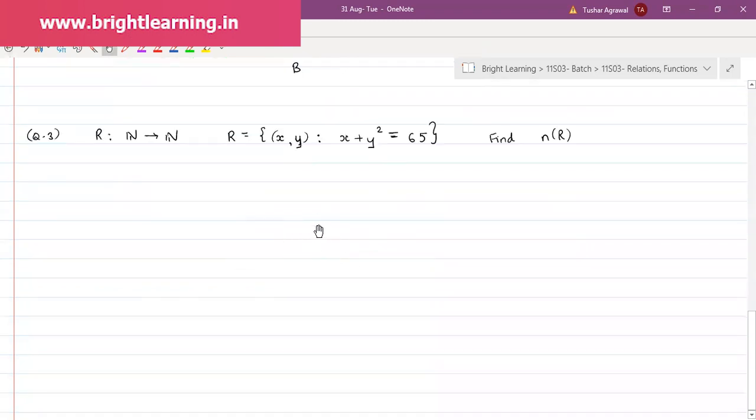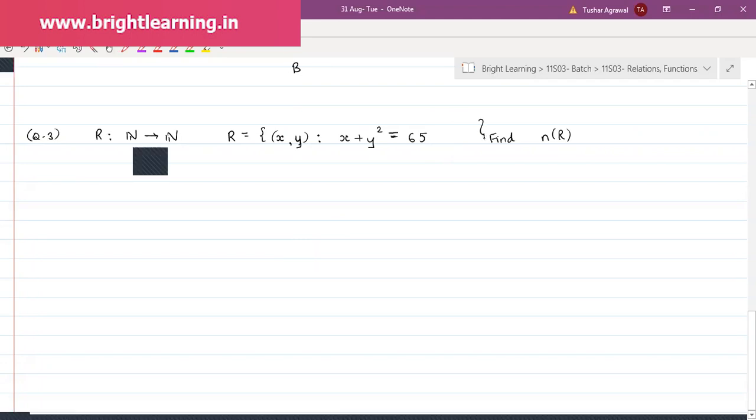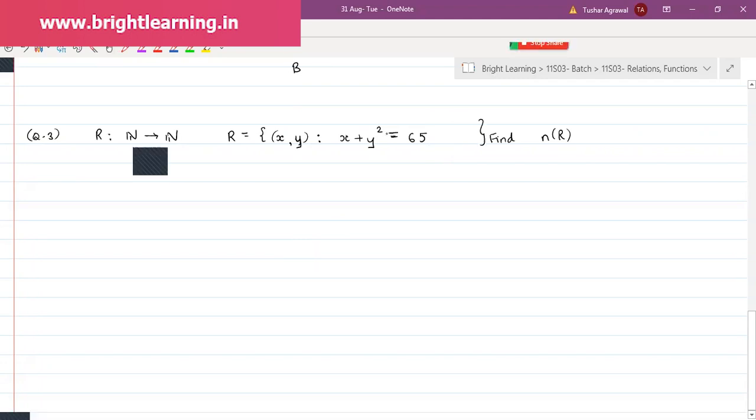Okay. Solve this question. Sorry, I should write this condition here. If I just write x plus y square equal to 65, a lot of values will come. I should give you this condition: x and y both belong to N.